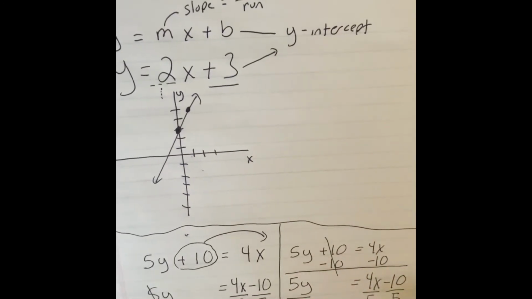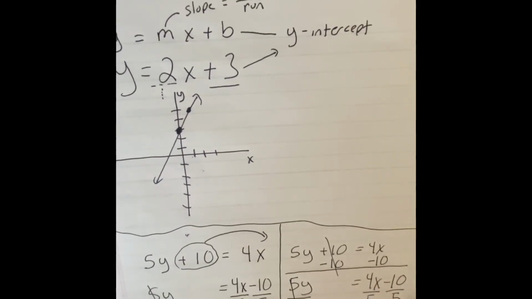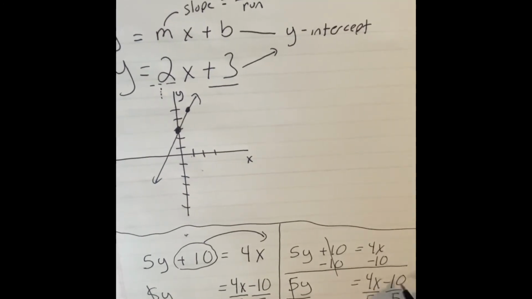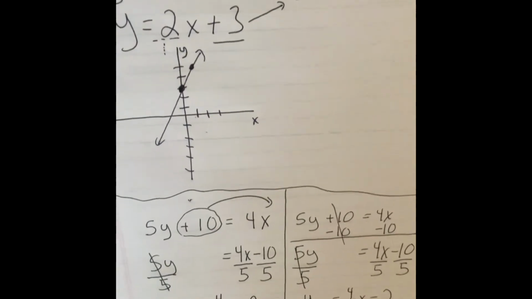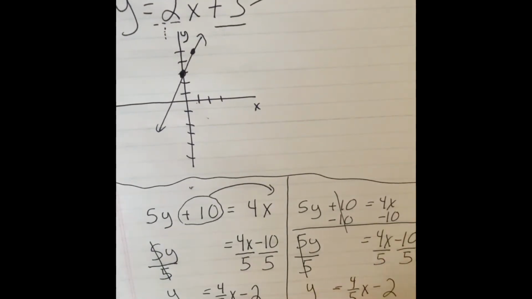Now let's see if we get the same thing over here. 4 over 5 stays 4/5. 10 divided by 5 is 2. If you notice, we get the exact same answer either way we do it. Now, the way we graph it. We'll just draw a graph here real quick.